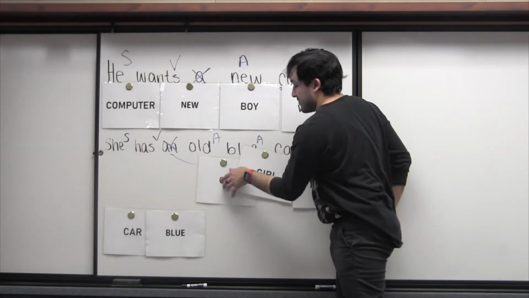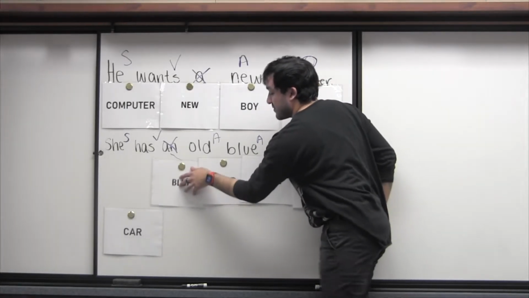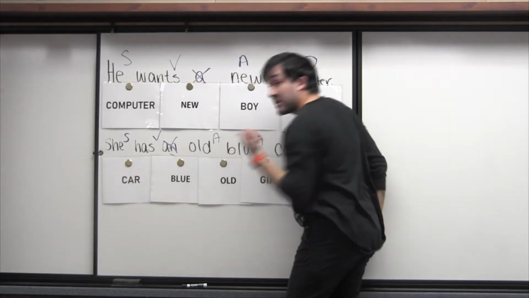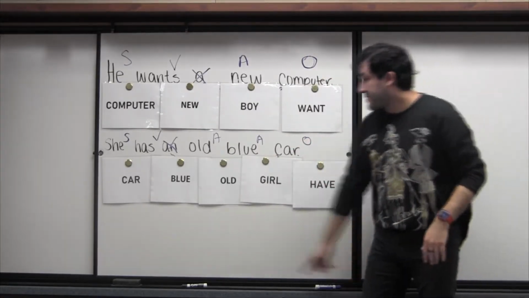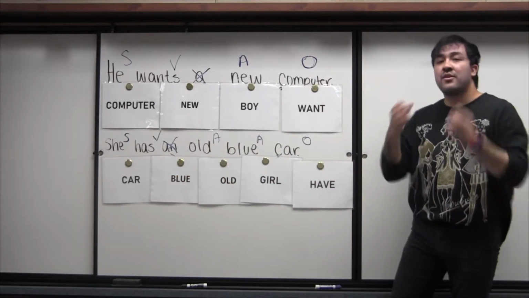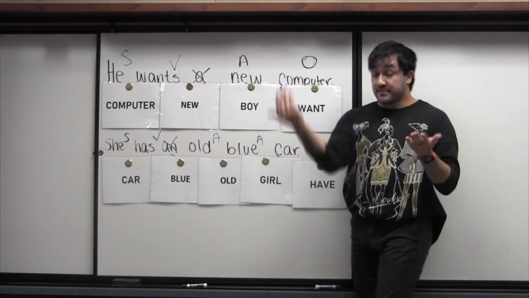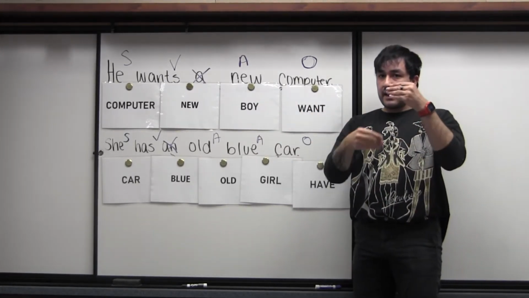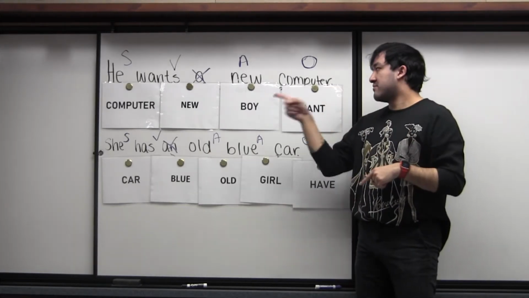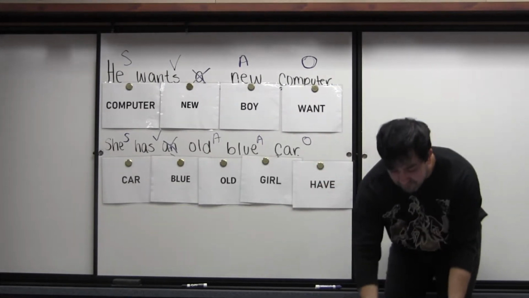So let's go ahead and just slide these up so they're not so far down and I don't have to bend over to point to them. So here we go. Now we have our entire sentence. Car, blue, old, the girl has it. So again, if you remember, we can add two more signs. Well, one sign for here and one sign for there, I mean.